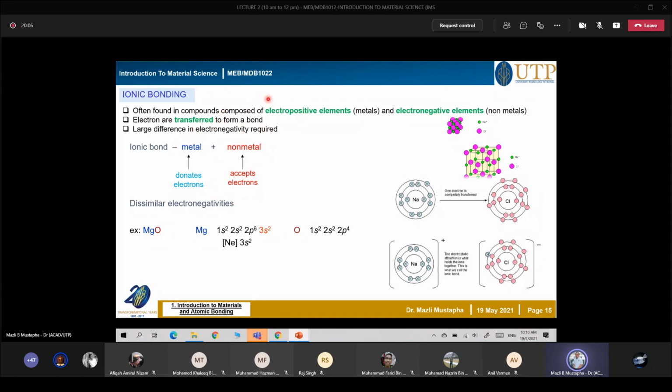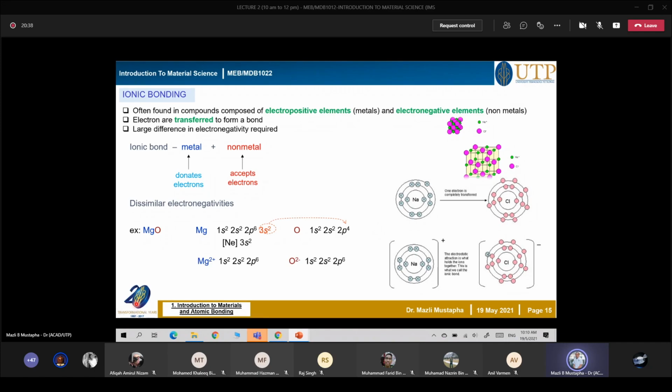For this one, electrons are transferred to form a bond. You can see from here that the one electron outside of the sodium is transferred into the chlorine. Don't worry, this course is not about chemistry. Basically, for the ionic bonding, we need a metal and a non-metal. The metal is the one that donates the electron, and the non-metal is the one that accepts the electron. Then we move on.